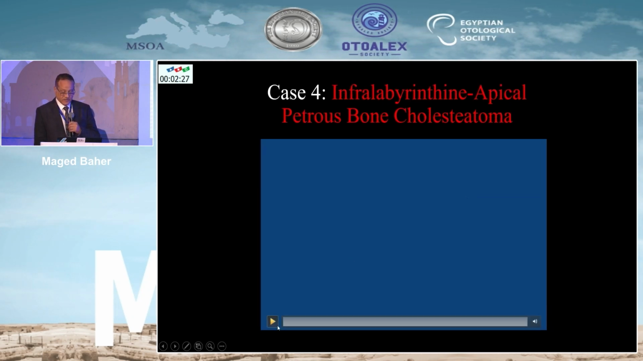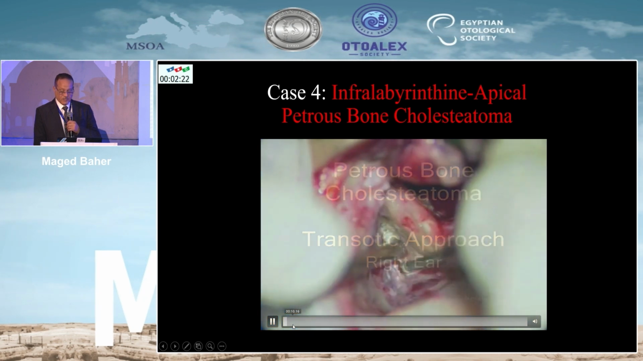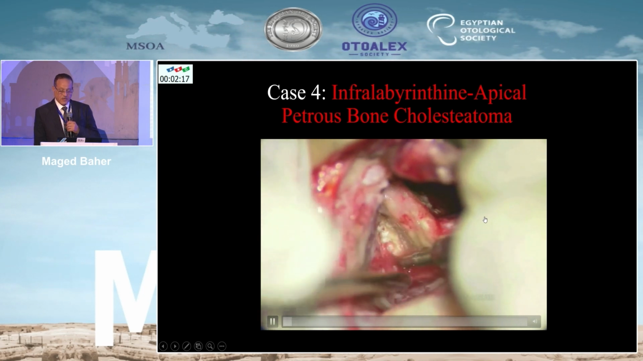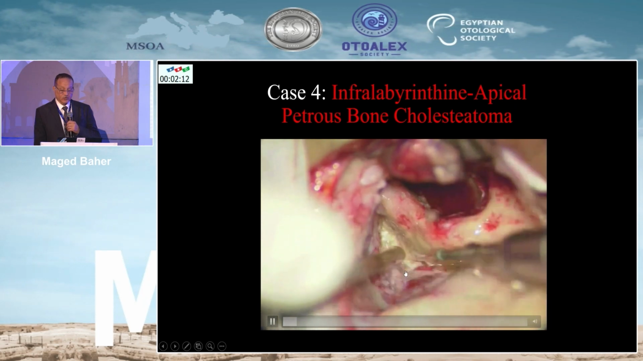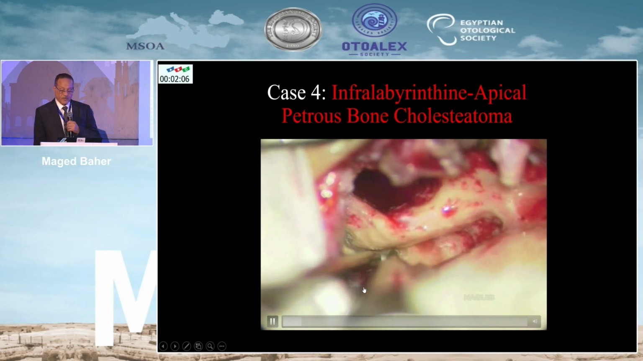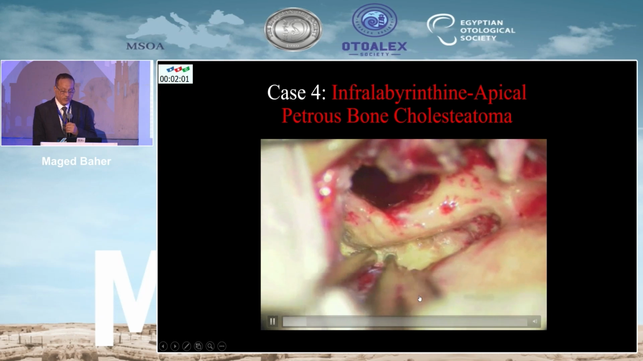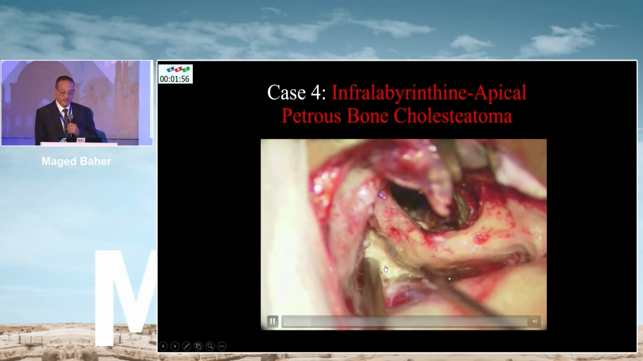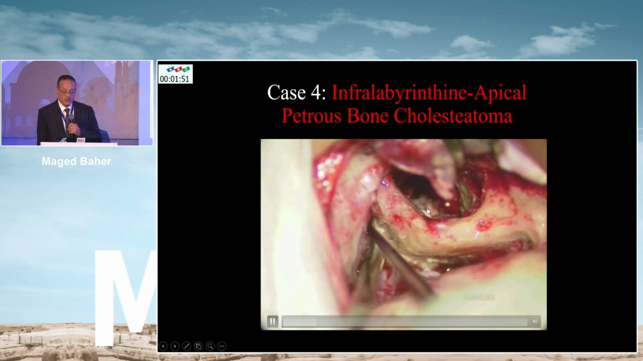Now this is another video clip of the right ear. This is the facial nerve. It was intact. And we have drilled out the labyrinthine block totally. And this is the dura of the middle cranial fossa and the posterior cranial fossa being denuded from bone. And this is the cholesteatoma. See how huge it is, filling medial to the facial nerve and anterior to the facial nerve.